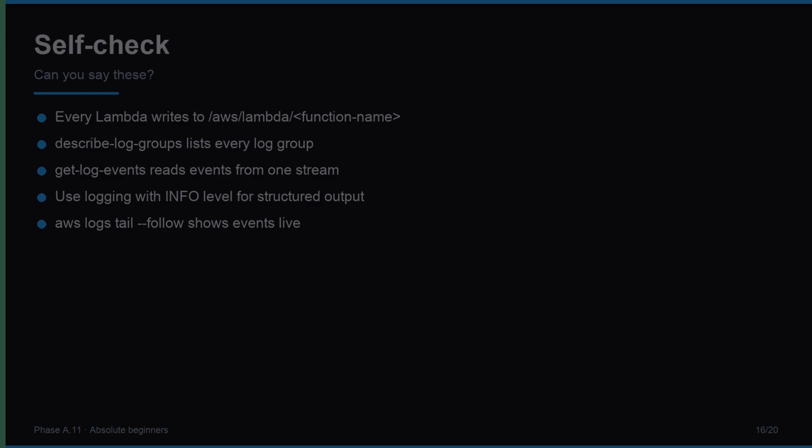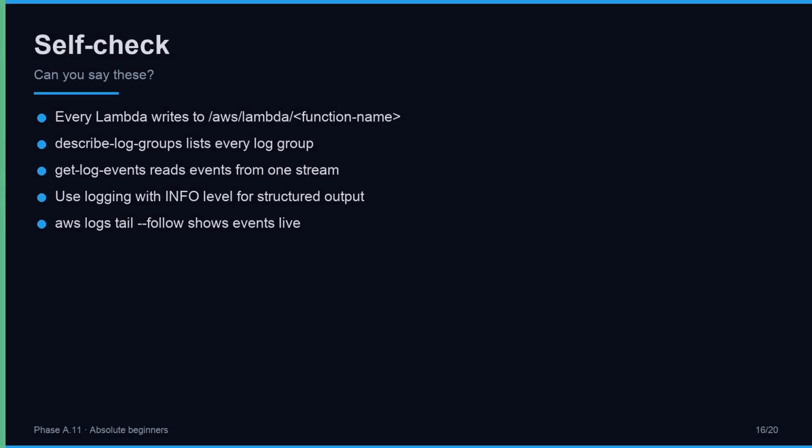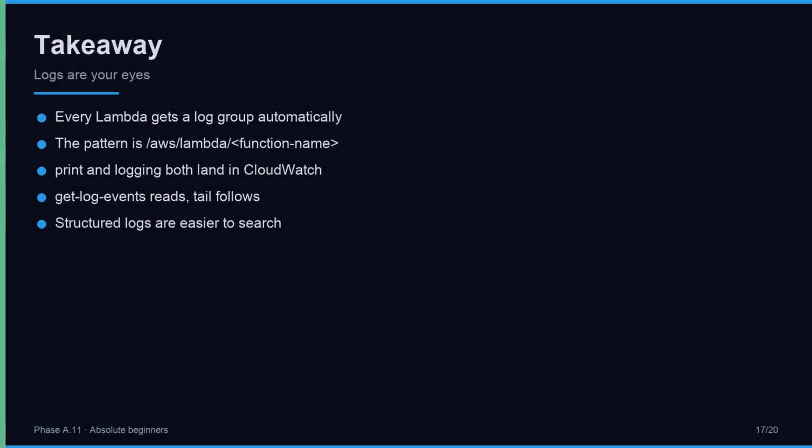From guess to fact. Quick self-check. Can you say the log group naming pattern from memory? Can you list the 3 commands you use to read logs? Can you describe the difference between print and the logging module in Lambda? Can you explain why tail with follow is the fastest debugging tool? If any feels shaky, rewatch the matching part. The goal is calm debugging.